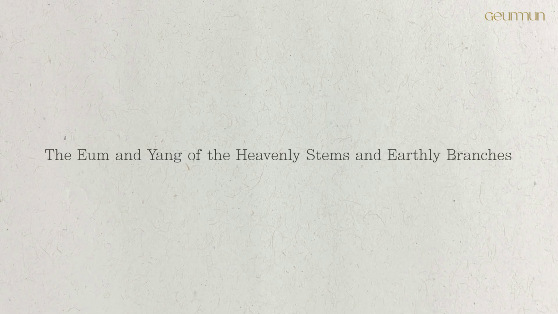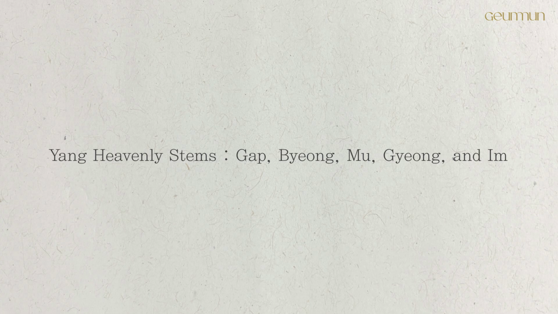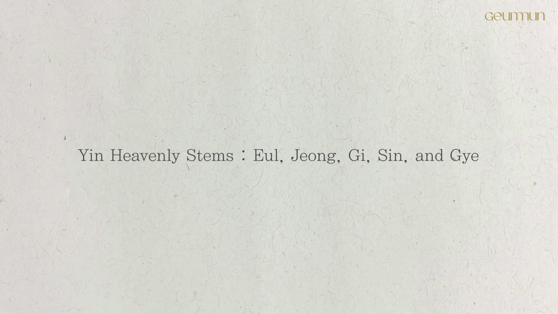Volume 1, Section 3-5, the Eum and Yang of the heavenly stems and earthly branches. The Eum-Yang distinction of the 10 heavenly stems. The heavenly stems are Gap, Yal, Byung, Zeong, Mu, Ki, Kyung, Shin, Eum, and K. The Yang heavenly stems are Gap, Byung, Mu, Kyung, and Eum. The Yin heavenly stems are Al, Zeong, Ki, Shin, and K.